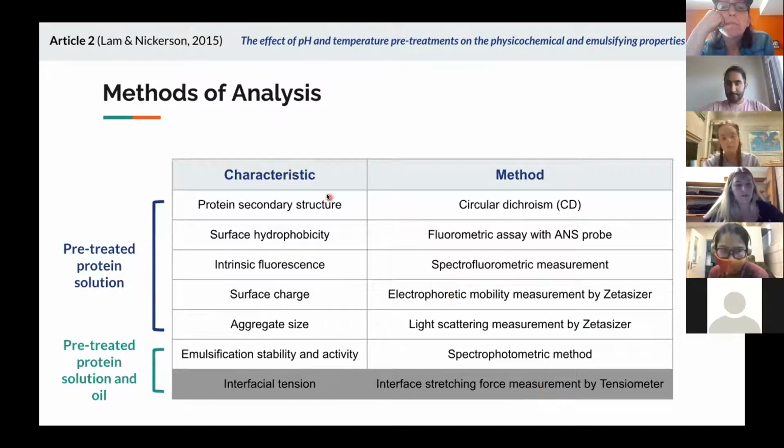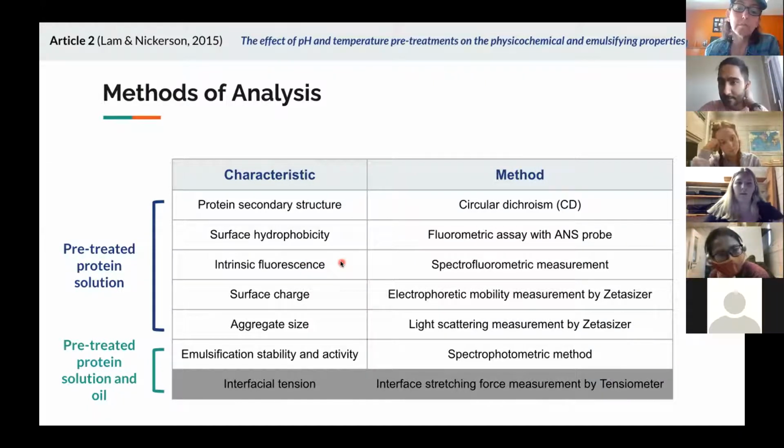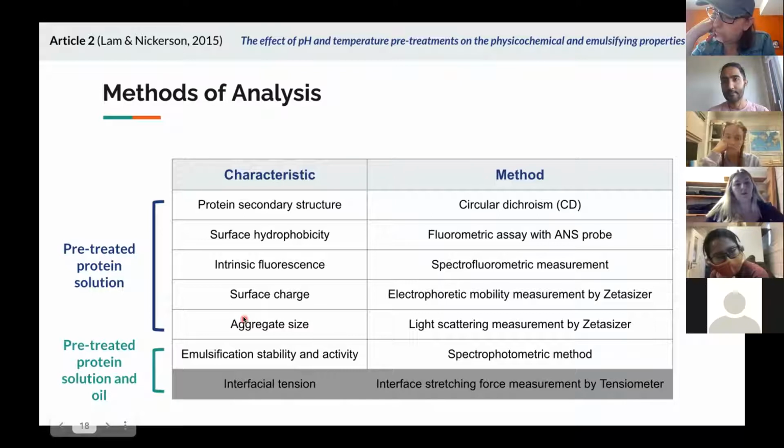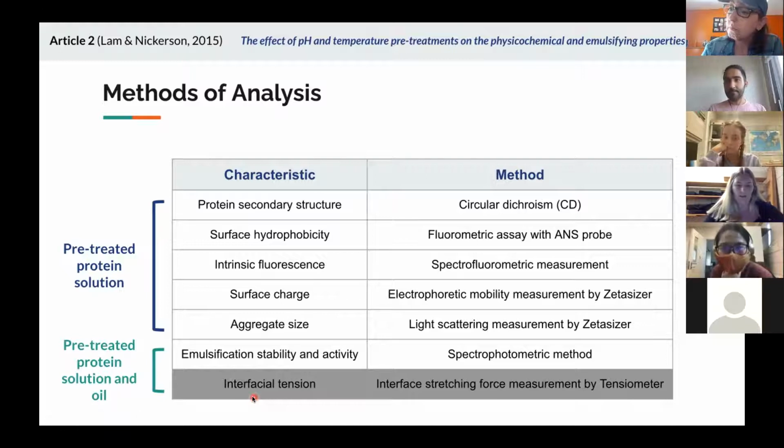So with this protein solution, the secondary structure was evaluated by CD, surface hydrophobicity with a fluorometric assay with the probe, and then intrinsic fluorescence, looking at aromatic amino acids, surface charge and aggregate size by Zetasizer, and then the protein solution with oil was evaluated for its emulsification stability and activity, as well as interfacial tension. But for the sake of time, I'm not discussing the interfacial tension here because there wasn't a significant effect of temperature and only slight differences by pH.